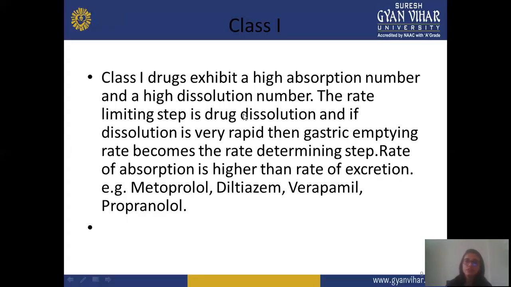Class 1 exhibits high absorption as well as a high dissolution number, because it shows high solubility as well as high permeability. Due to this, there is high absorption and high dissolution, and this is the rate limiting step for dissolution. If dissolution is not very rapid, or gastric emptying is the rate determining step, or gastric emptying affects your formulation, then in this condition it may be rate limited. Otherwise, it shows more absorption and a high dissolution rate due to good solubility and permeability. The rate of excretion is also high because the drug is easily solubilized and formed fast, and due to this fast formation, excretion is also fast.